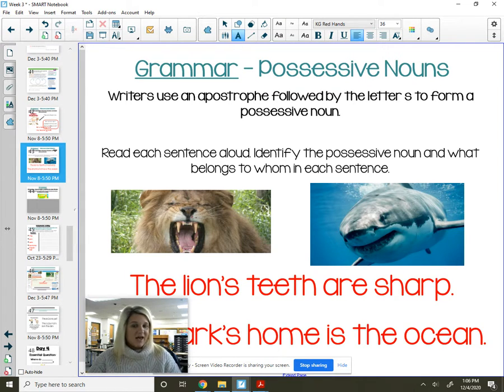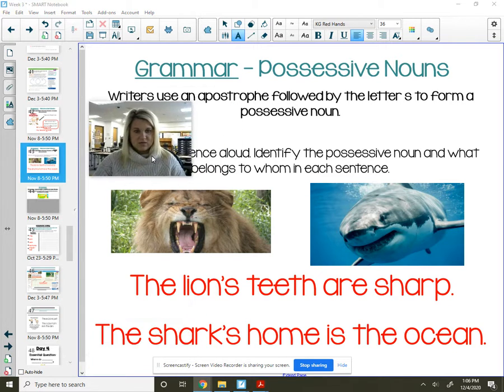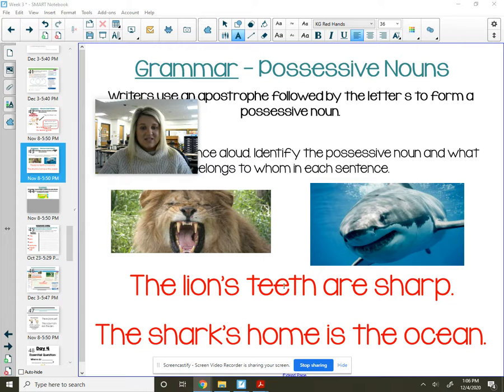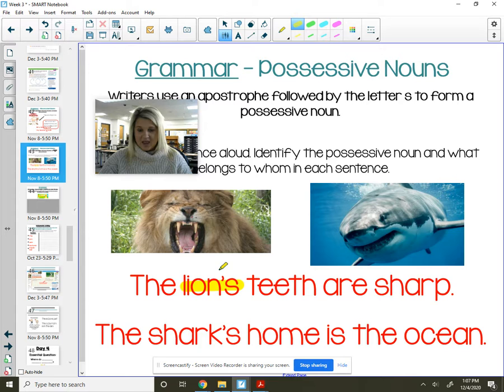Read each sentence aloud. Then I want you to identify the possessive noun and what belongs to whom in each sentence. Take a look here. The lion's teeth are sharp. The possessive noun here is lion's. I see an apostrophe S. And what belongs to the lion? It says right here, the lion's teeth. So whose teeth is it? It's the lion's. So I add an apostrophe S.